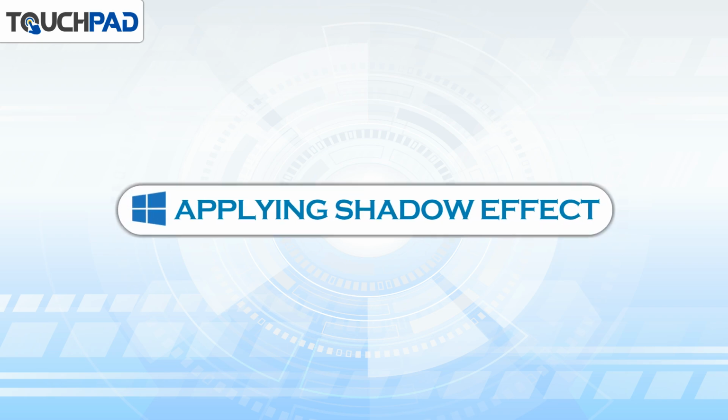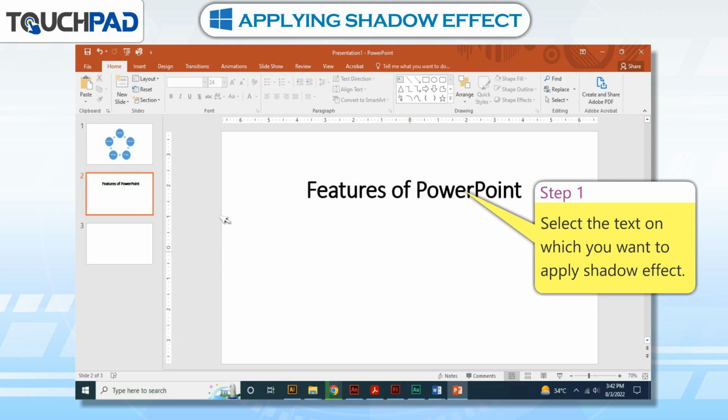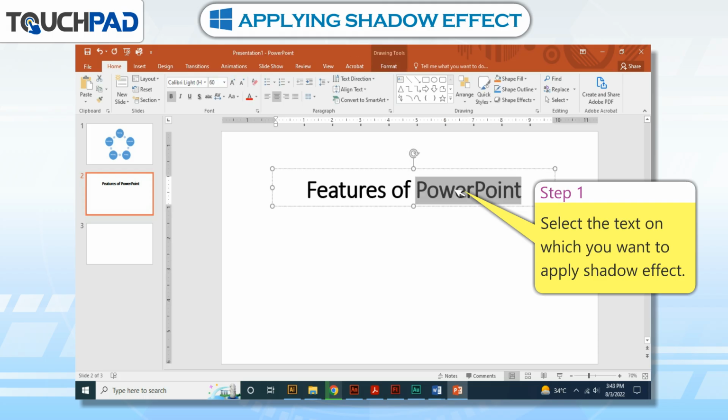Applying shadow effect. You can apply different types of shadow effect on shapes and text. To apply shadow effect on text, follow the given steps. Step 1. Select the text on which you want to apply shadow effect.